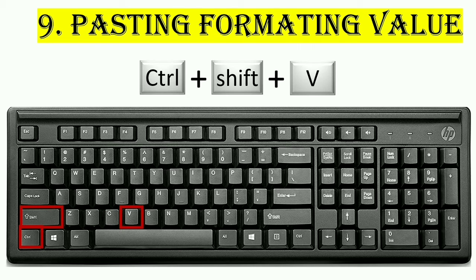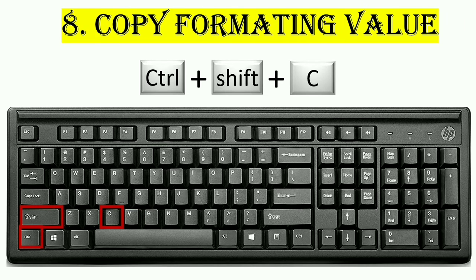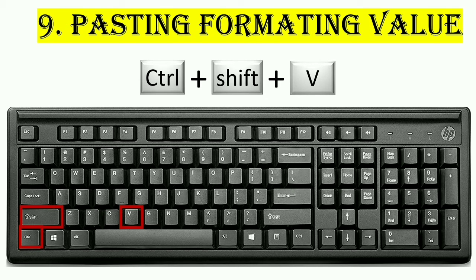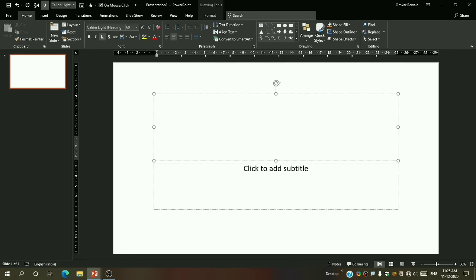For copy formatting value, the shortcut key is Ctrl plus Shift plus C, and for pasting formatting value, the shortcut key is Ctrl plus Shift plus V. The only change is in this C and V. So now let us see. I have written some word. Let us take success.